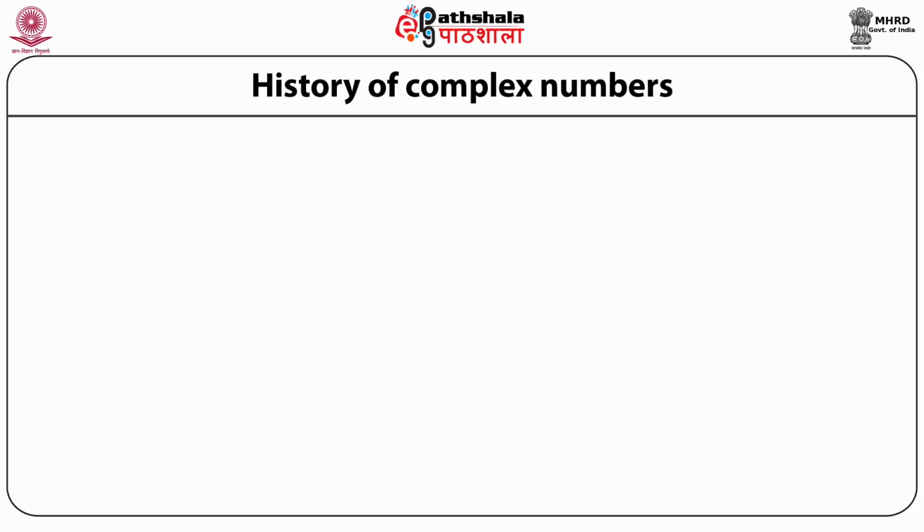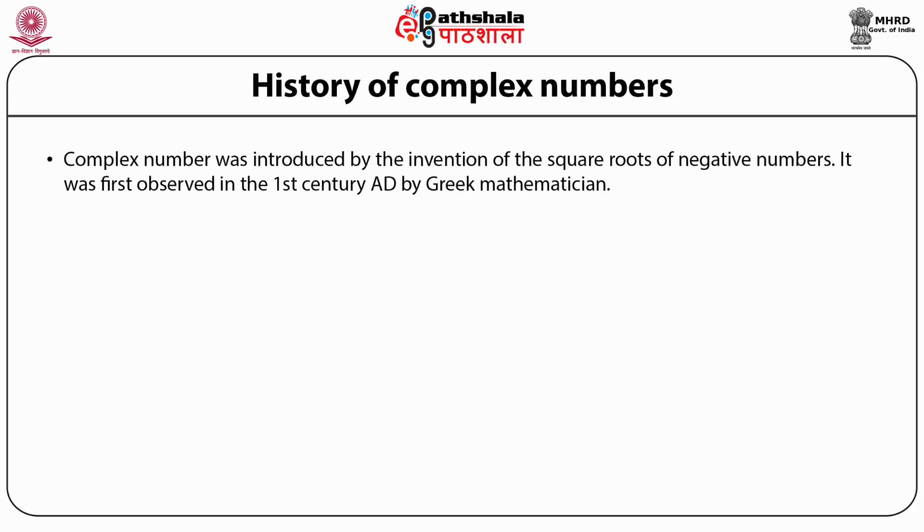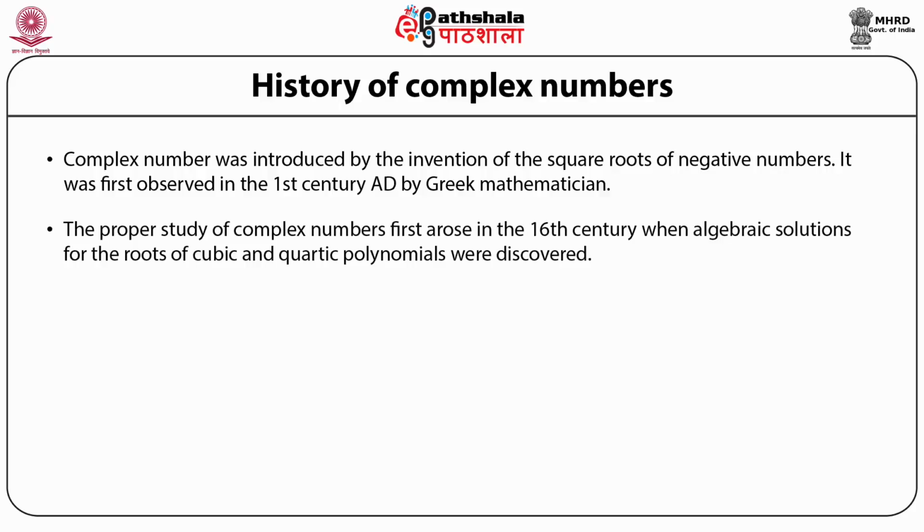We are going to see the history of complex numbers. The complex number system was first introduced, or the need arose, when people wanted to find the square roots of negative numbers. It was first discovered or thought about in the 1st century by a Greek mathematician. Then later in the 16th century, the proper study of complex numbers arose when algebraic solutions of the roots for cubic and quadratic polynomials were analyzed and discovered.